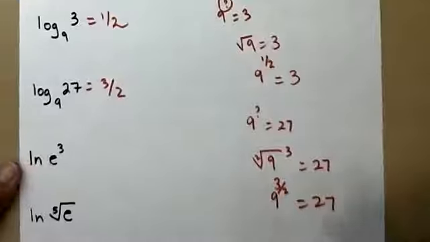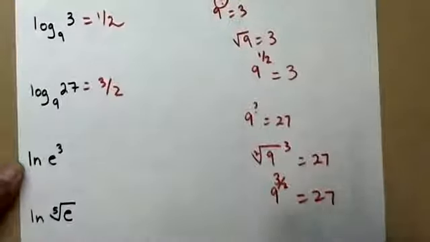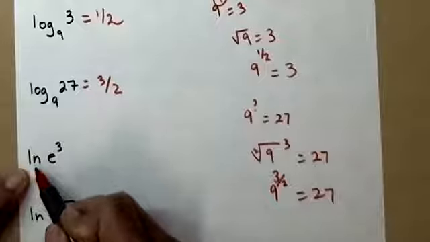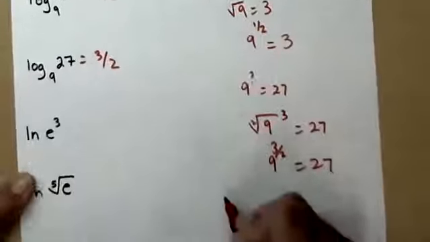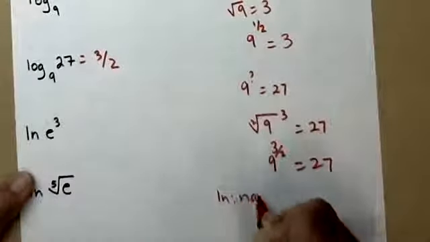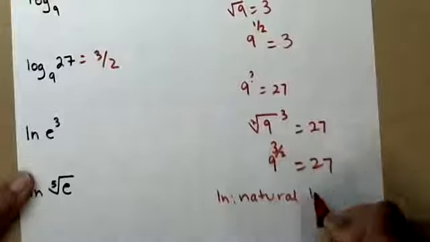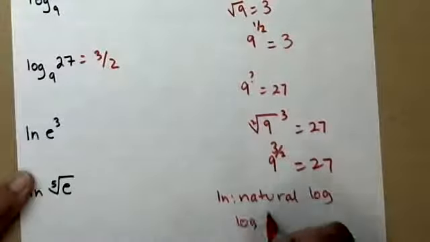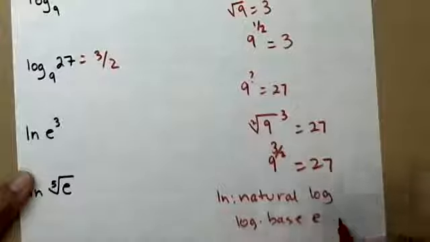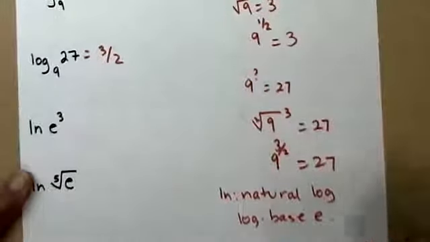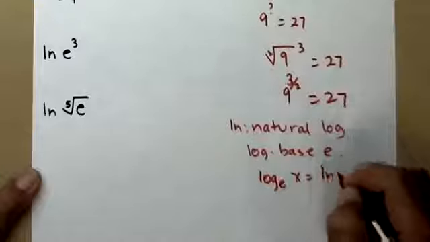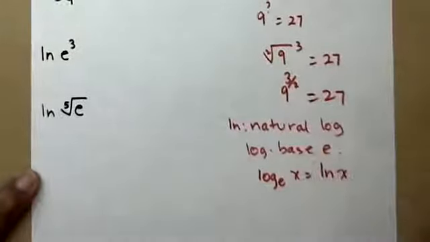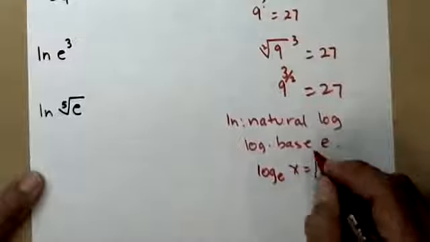Okay, 2 more, and I've brought in a new base for you. When you use the letters ln, this stands for natural logarithm, which means a log base e, where e is that number between 2 and 3. You could write log base e of x, and that means the same thing as the natural log of x. You'll notice your calculator has this button on it somewhere.